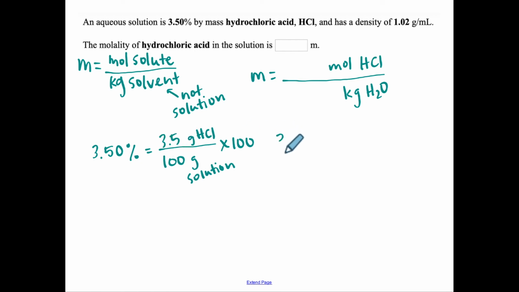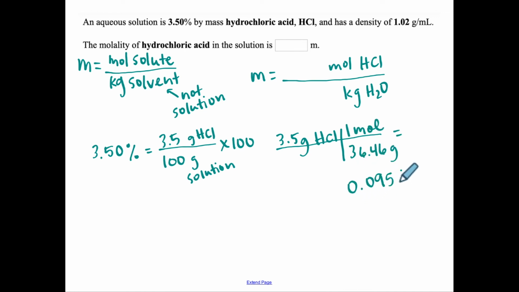So if I have 3.5 grams of hydrochloric acid, I can convert that to moles of hydrochloric acid by dividing by the molar mass. And when I do that, I get 0.095996 moles, which I'm going to put way up here.